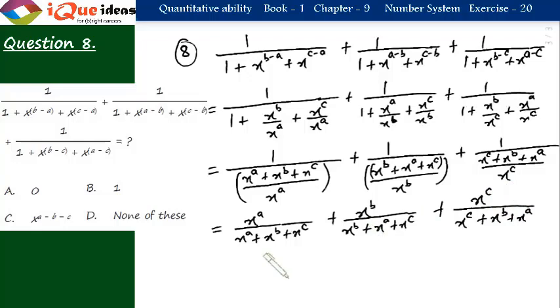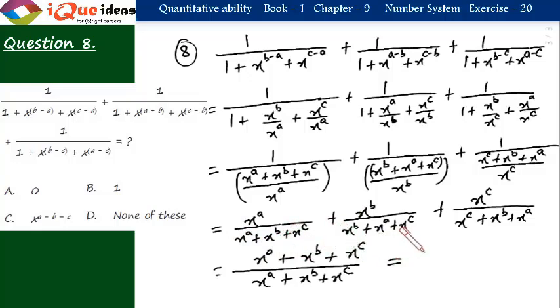Now if you look at the three expressions, in all of them the denominator is the same. So take LCM as x raised to a plus x raised to b plus x raised to c. And in the numerator we will have x raised to a, plus from here x raised to b, and from the third one x raised to c. So it gets cancelled and we get the answer as 1. Alright.